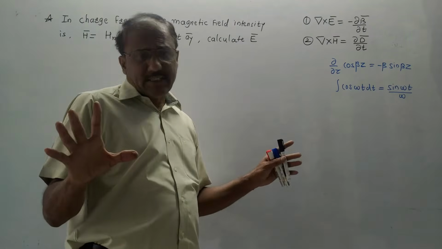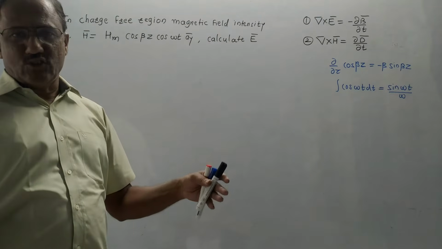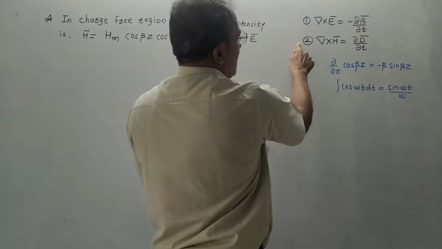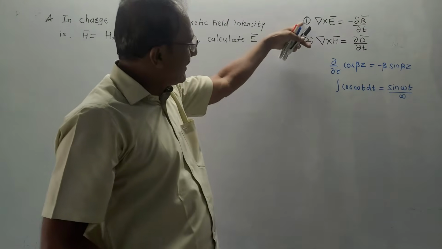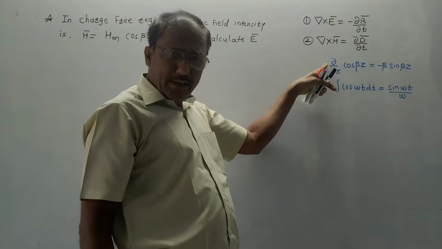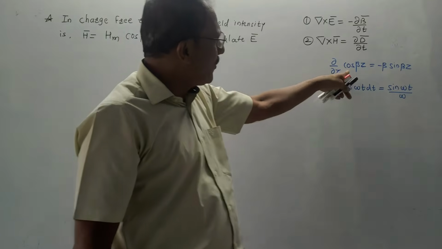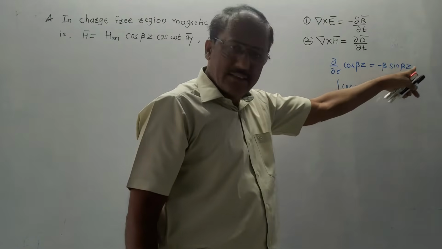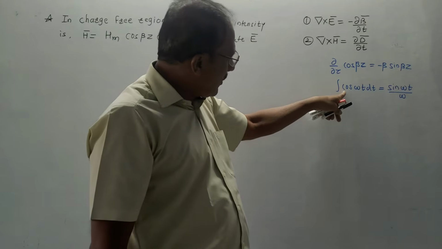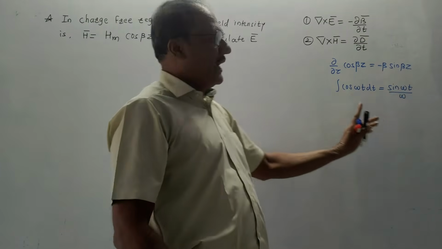As far as numericals are concerned, you don't have to mug up all the lengthy formulae, all the sets of Maxwell's equations. For most numericals, only two equations are required, which I have written, equations 1 and 2. But the derivative formula is quite commonly required, that is ∂/∂z. Simply, the derivative of cos βz is minus β sin βz. One integration formula is also required: the integration of cos ωt dt is sin ωt upon ω.